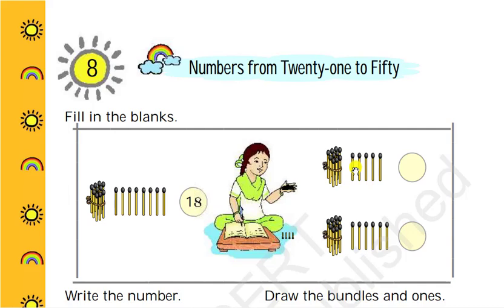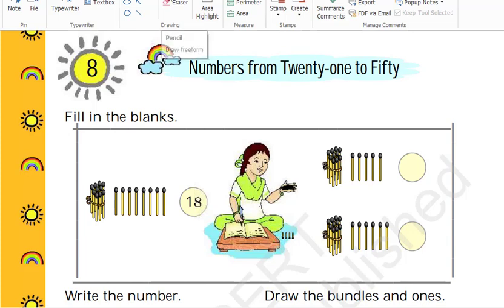Hello everyone. Next we will study chapter 8, which is numbers from 21 to 50. In this chapter we will learn about ones and tens. So in this diagram we can see there are a few matchsticks. Here we can see there is a bundle and here there are some loose matchsticks. Let us count the total number of matchsticks.